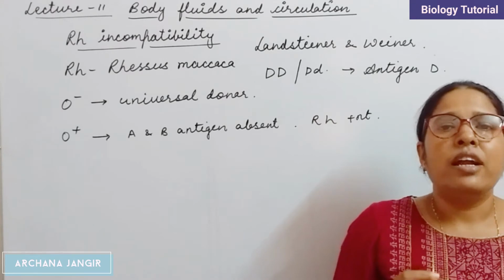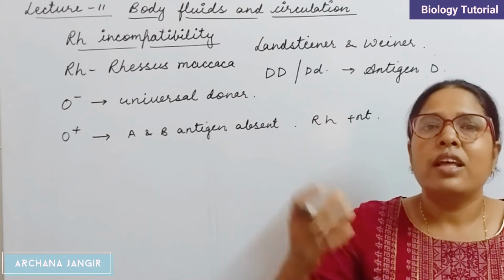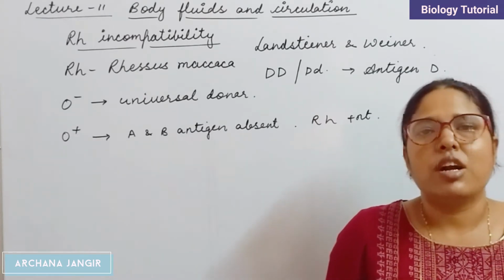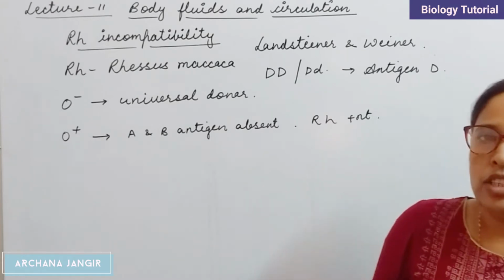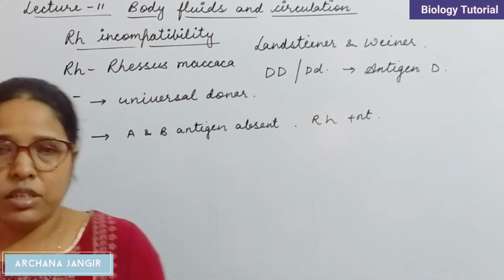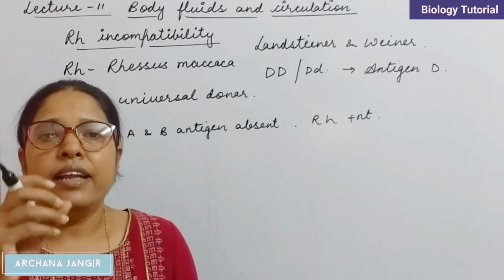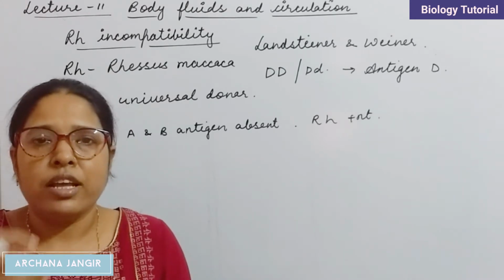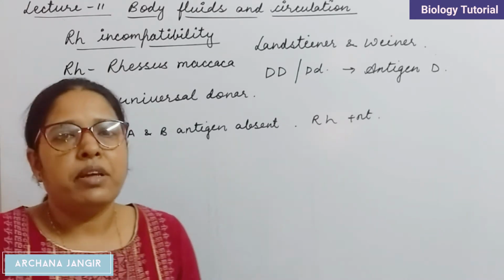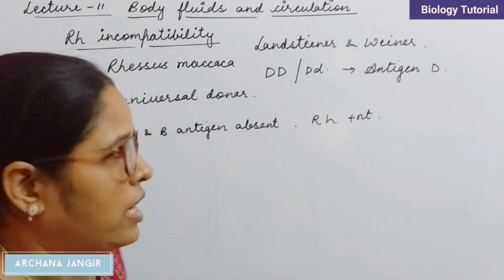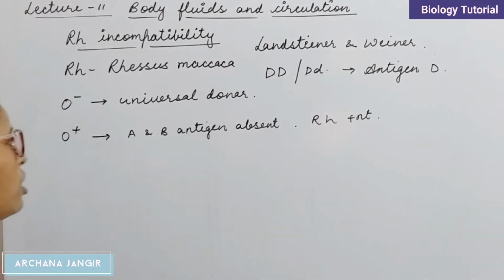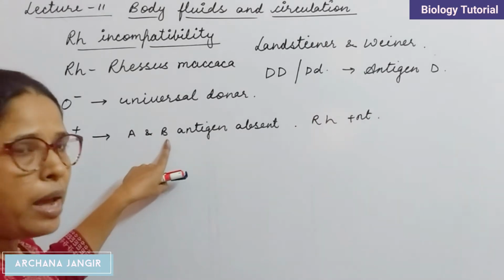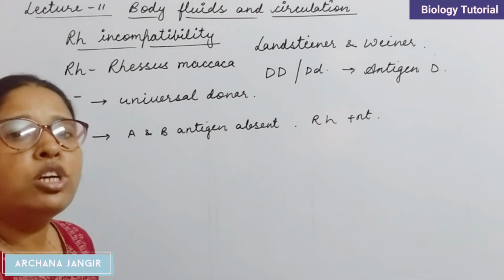The RH antibodies are prepared only when the RH antigen is coming from outside of the body. Then only the body starts preparing the antibody for the RH antigen. Now, like antigen A, and against antigen A antibodies are present in the body. Against antigen B antibody are present in the body, but against RH antigen there is no antibodies present in the body.